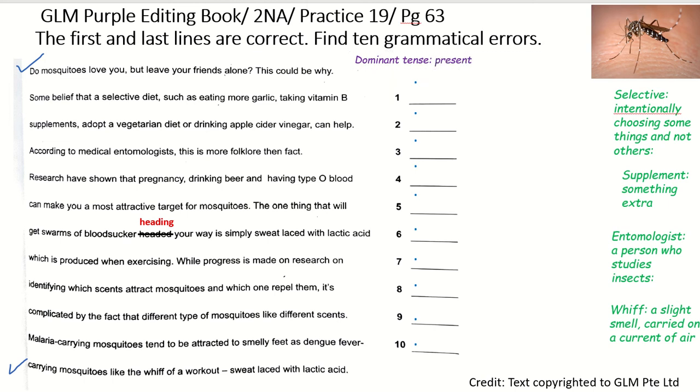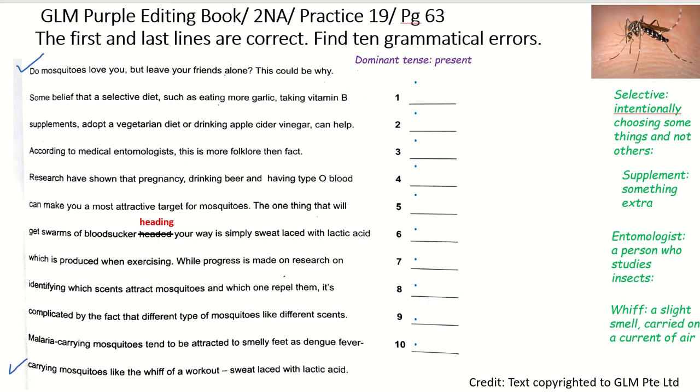Okay. And what is it that you notice about the genre of the passage? Okay, the genre of the passage is a factual passage. Okay, you're right. So let's start to spot the 10 grammatical errors.